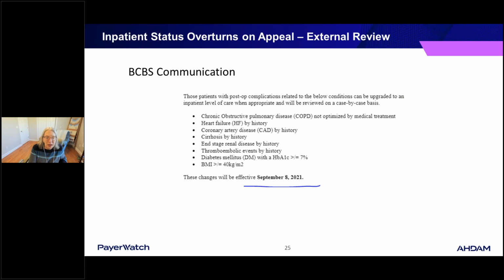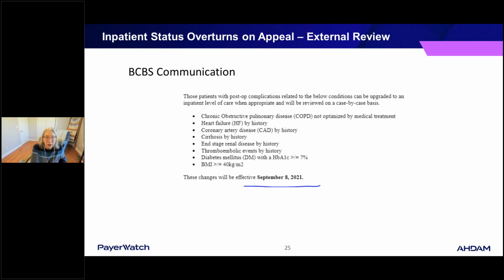Anyway, the hospital where the service was provided gave us a communication that came from Blue Cross and Blue Shield that said, effective September 8, 2021, patients with post-op complications related to the below conditions can be upgraded to inpatient level of care when appropriate and will be reviewed on a case-by-case basis. Okay, so this isn't necessarily strictly for joints. It's for any kind of post-op complication where the patient had a procedure done as an outpatient.